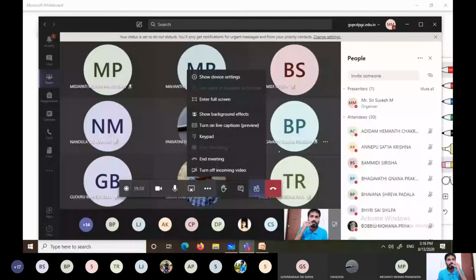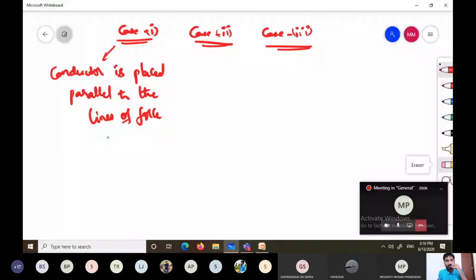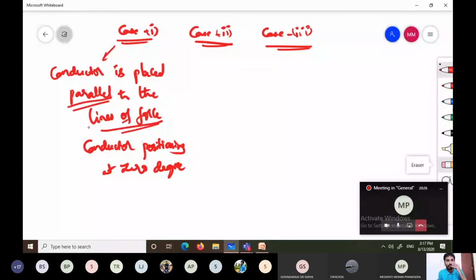Okay, case 1: the conductor is placed parallel to the lines of force. That means the conductor position is at 0 degrees. In this case, the conductor is placed parallel to the field lines or flux lines, so there is no flux linkage between the conductor and the magnetic field.